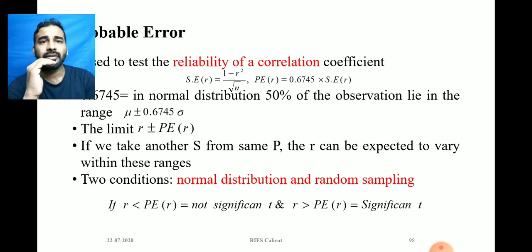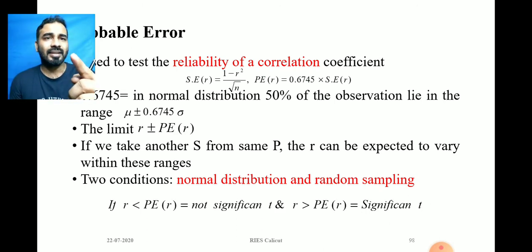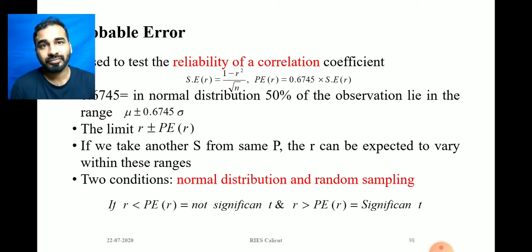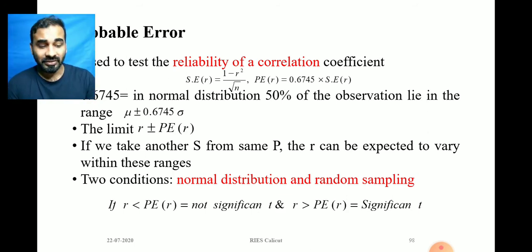The correlation coefficient will always be r plus or minus the probable error of r. It means that suppose we have taken a sample from a population and we have got 0.9. Then we take another sample from the same population and we have got 0.1. There is a huge difference, and this huge difference should not happen. If you take another sample from the same population, the correlation can be expected to vary only within this range. What is the range? r plus or minus PER. So r is allowed to change only plus or minus the probable error.